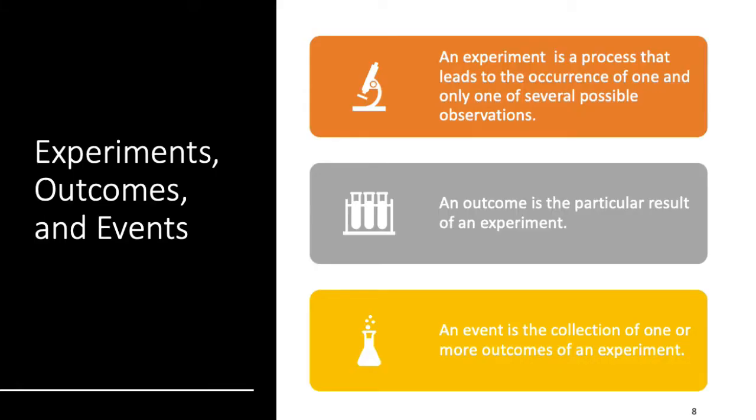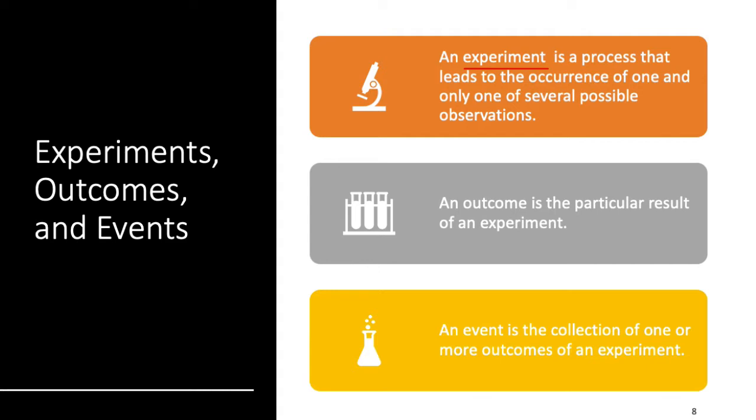Let's have a look at a few definitions. Here we're going to define the words experiment, outcome, and event. An experiment is a process that leads to the occurrence of one and only one of several possible observations. An outcome is a particular result of an experiment. An event is a collection of one or more outcomes of an experiment.